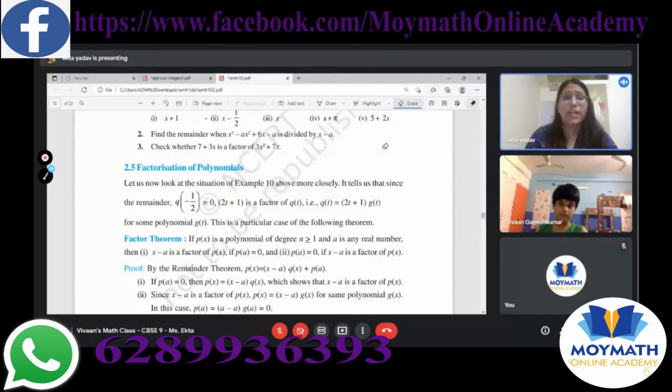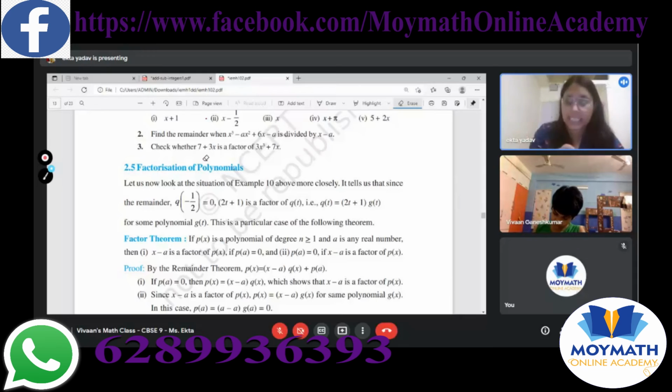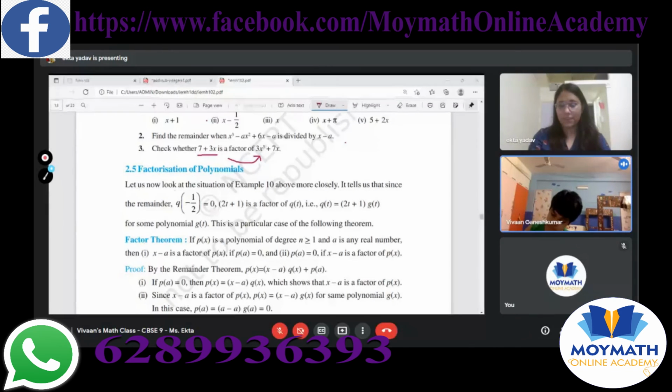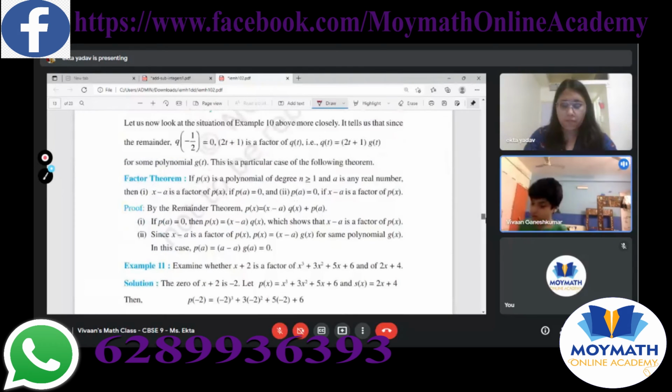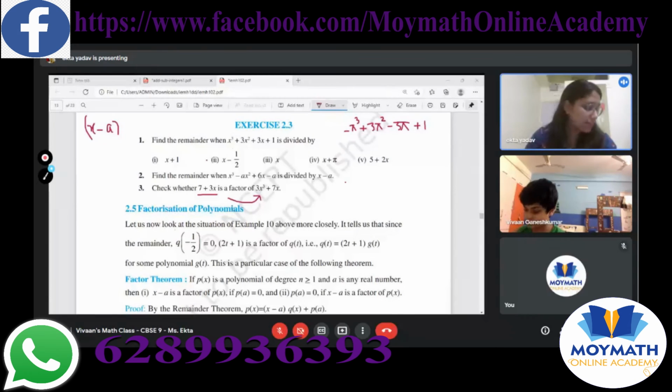Now the last one of this exercise 2.3. Check whether 7 plus 3x is a factor of 3x cubed plus 7x. Again, for the factor, equate the divisor with 0, find the value of x and put that value of x in the polynomial. If you get 0, it is a factor. If you do not get 0, it is not a factor. Ma'am, it is not a factor, right? Not a factor, because we are getting minus 490 by 3 as the remainder.